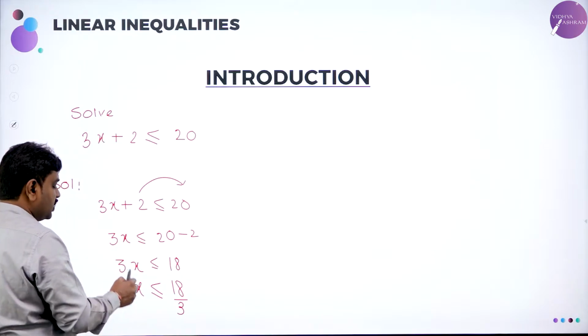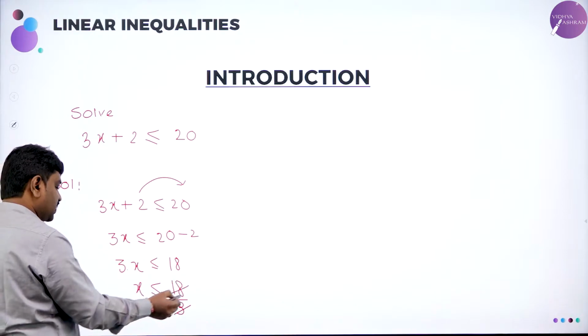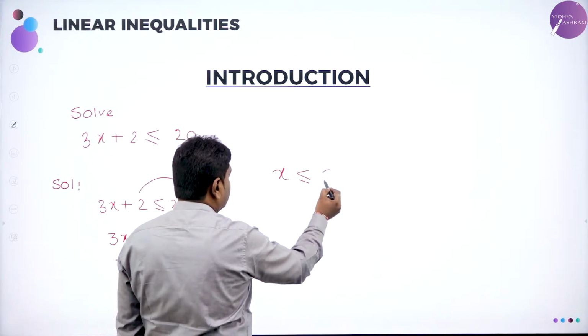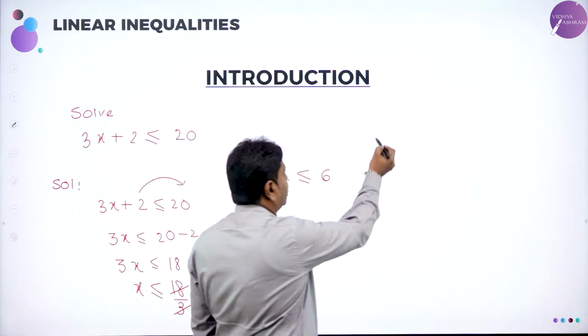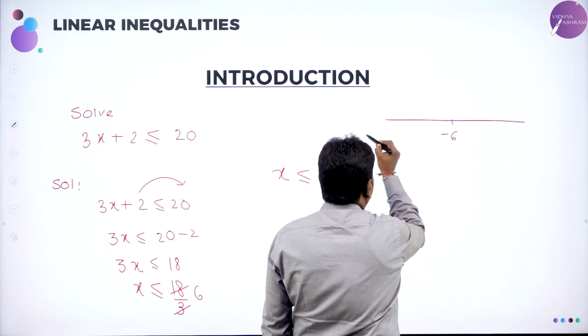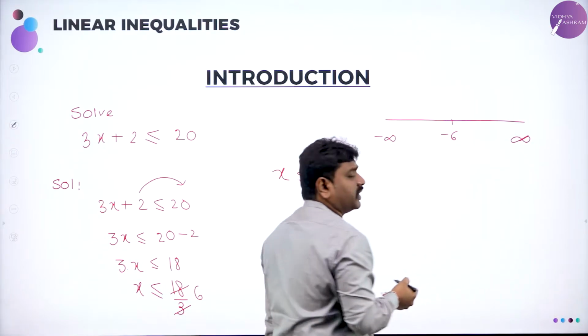This is 3 into x. So x is what? Into 3 transfer to RHS, it will become divided by 3, ones are 3, 6 are... So now the final solution is x less than or equal to 6. If you draw a number line, on the number line we'll have the number 6. Left side will have negative infinity, right side will have positive infinity.